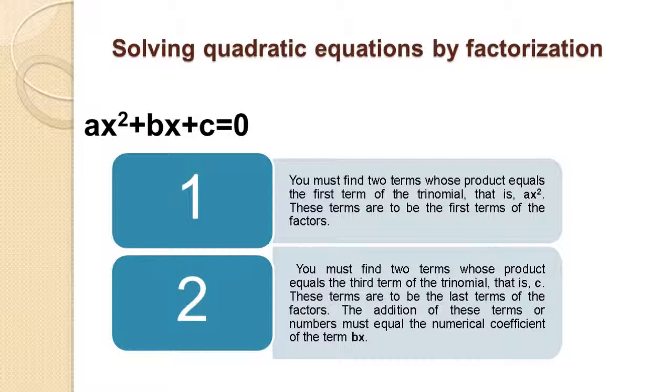The second step is that you must find two terms whose product equals the third term of the trinomial, that is c. These terms are to be the last terms of the factors. The addition of these terms or numbers must equal the numerical coefficient of the term b times x.